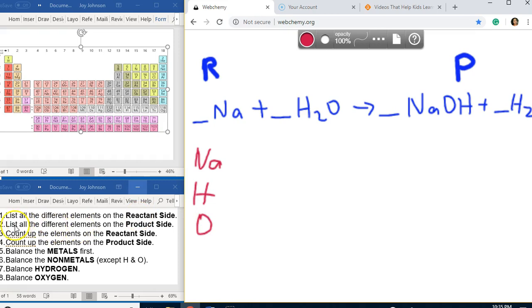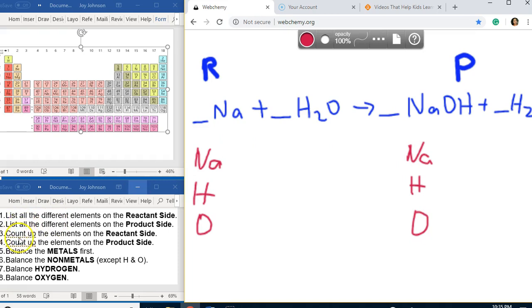Step number two, list all the different elements on the product side. So this is our product side, and we have our Na, which is a metal, and then oxygen, hydrogen, and then we have hydrogen gas right here. I'm just going to write Na, metal first. So balance the metals first, and then you have your hydrogen and your oxygen. That's step number two.